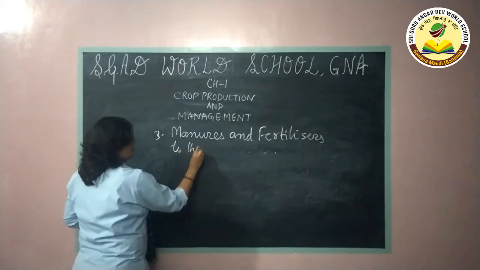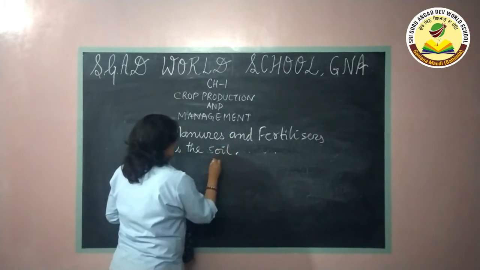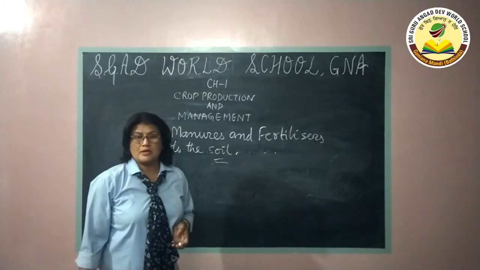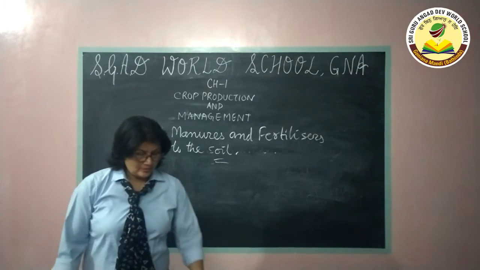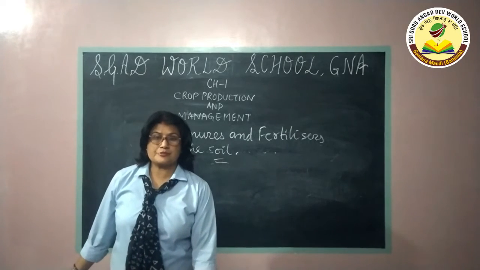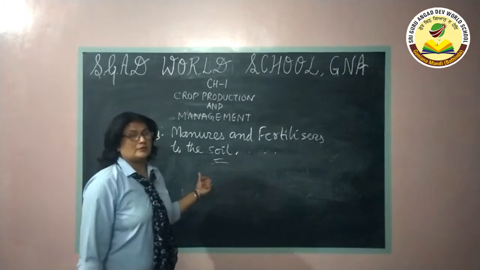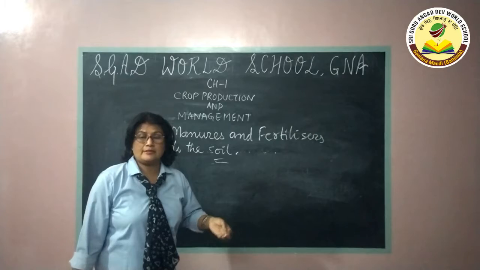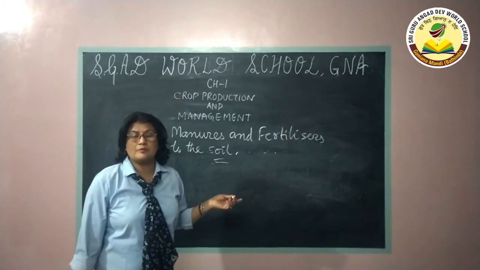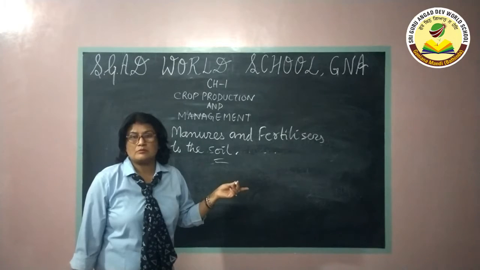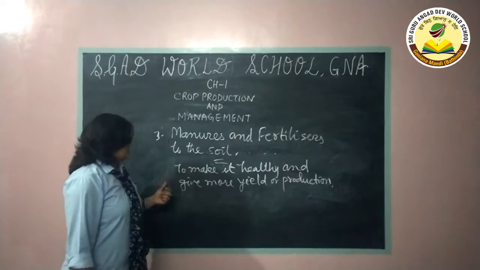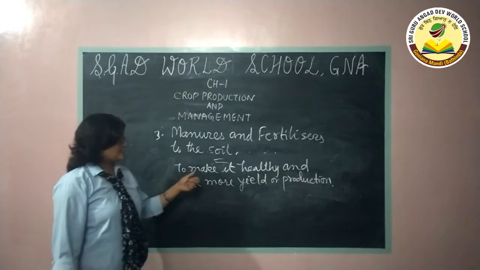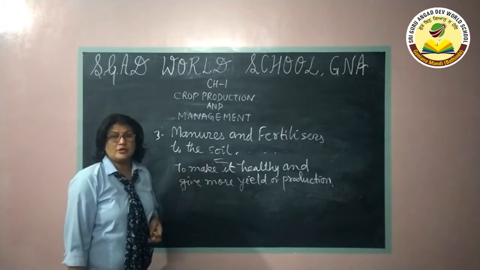to the soil. It enhances the nutrient power of the soil and makes the crop healthy and productive. It makes the soil more fertile and makes the plantlets or crop healthy. So we see manures and fertilizers are added to soil to make it healthy and give more yield or productions.